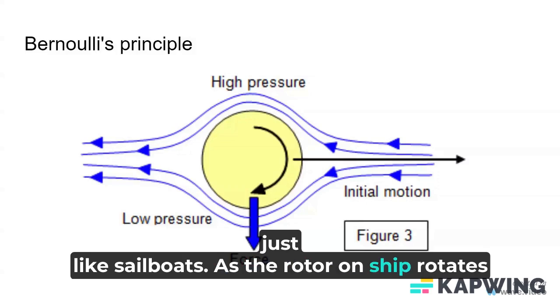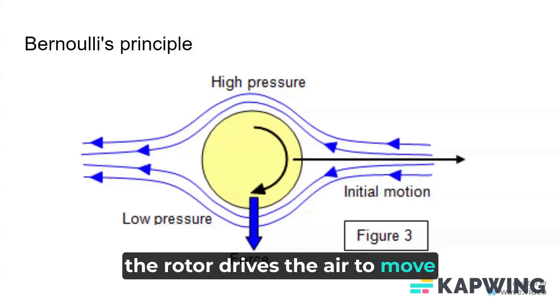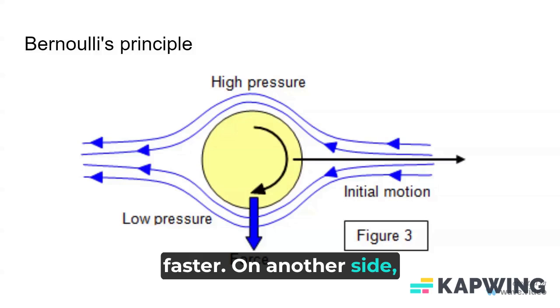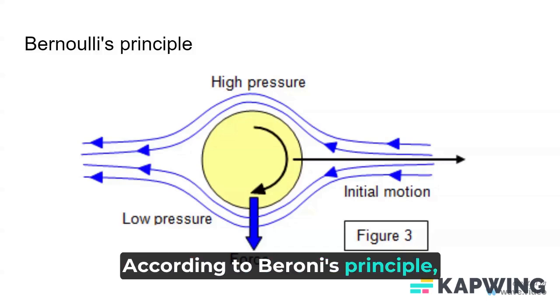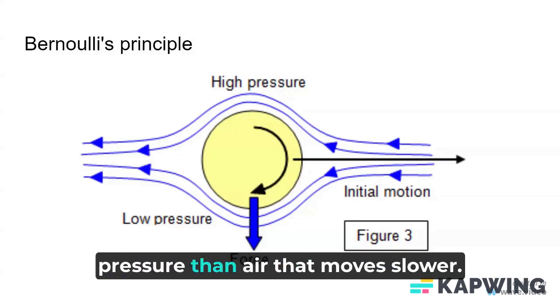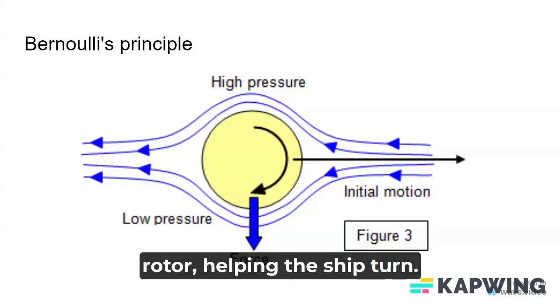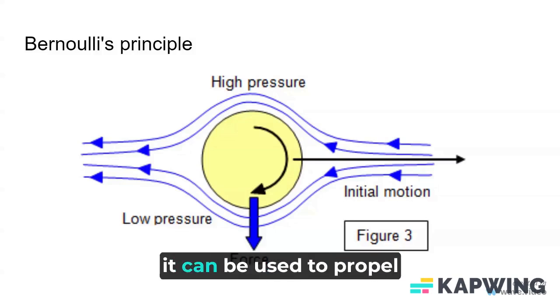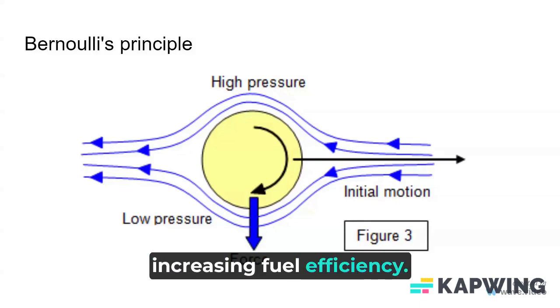As the rotor on the ship rotates, one side of the rotor drives the air to move faster. On the other side, the rotor slows down the air due to friction between air molecules and the rotor. According to Bernoulli's principle, air that moves faster has lower pressure than air that moves slower. So the air exerts a force on the rotor, helping the ship turn. As there is side wind on the ship, it can be used to propel the ship forward, increasing fuel efficiency.